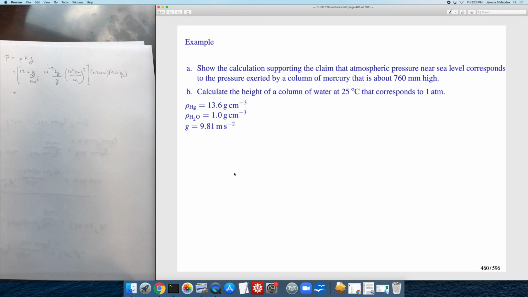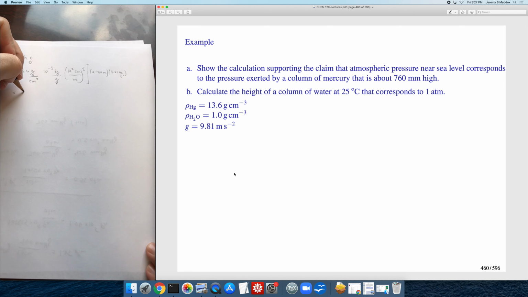Okay, and so we will do this calculation. And so what I'm getting is 101,396. Okay, and what will the units be?